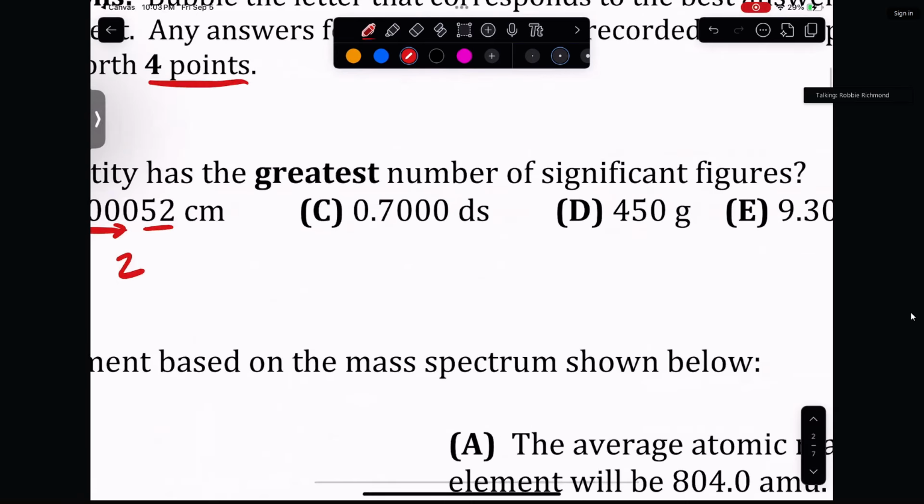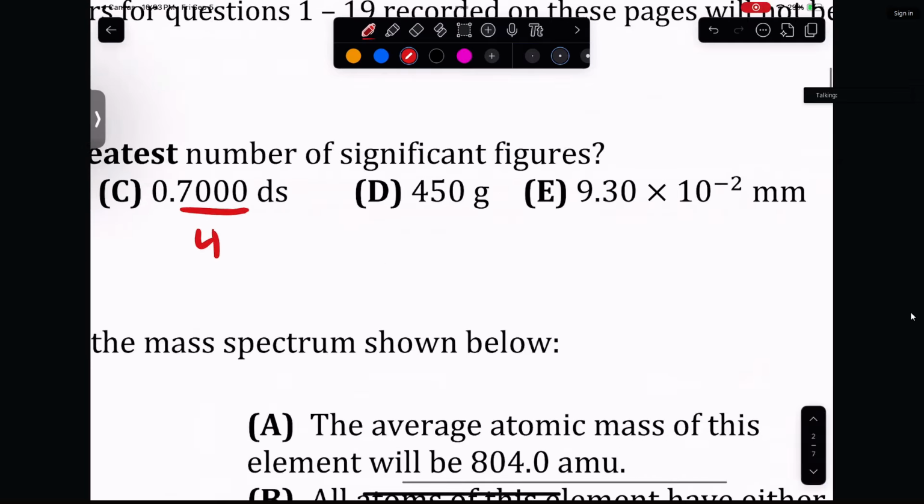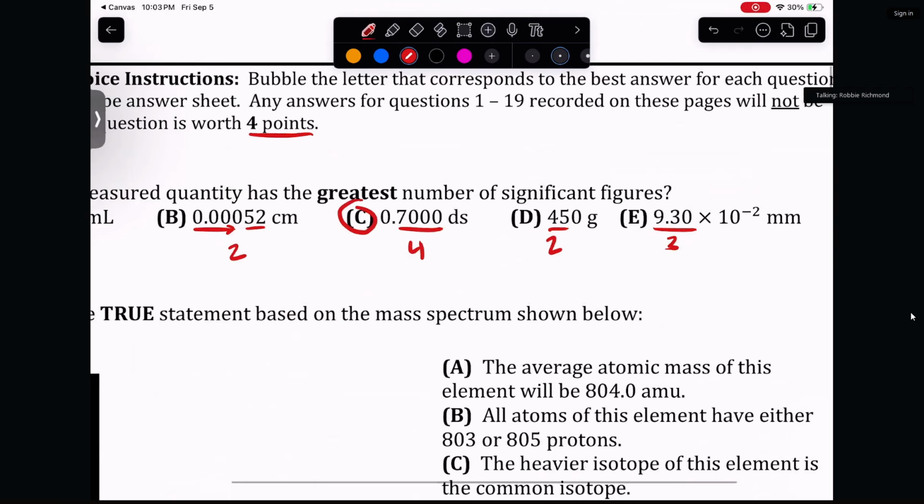Trailing zeros that are after a decimal point or have a decimal point are significant. So this is 4. Again, doesn't have a decimal point over here, so that trailing 0 is insignificant. And then opposite here, this trailing 0 is after or has a decimal point, so that's significant. The one that's largest is answer choice C.